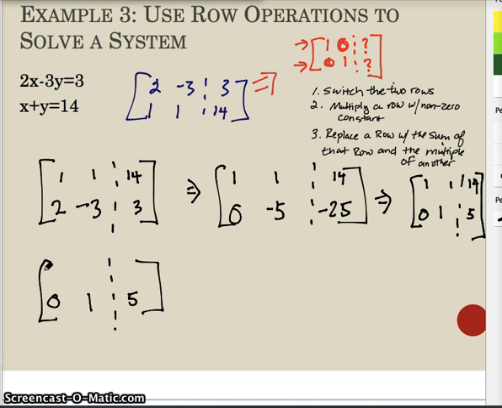So -1 times 0 is 0 plus 1 is 1. So that's not changed. -1 times 1 is -1. -1 plus that 1 there is 0. I got what I wanted. -1 times 5 is going to give me -5. When I add that -5 to the 14, I get a +9. So what I see here is that x is equal to 9. And remember, the first line refers to the x variable, and y is equal to 5.